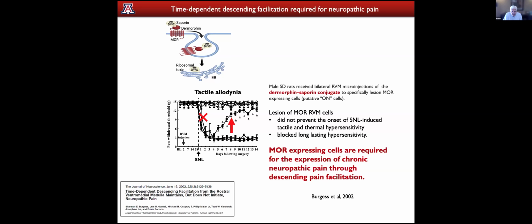And so what you see here on the slide is that animals that undergo spinal nerve ligation will show sustained tactile allodynia. This is very typical. But if we lesion the cells in the rostral-ventral medial medulla that express the mu opioid receptor, you see that they develop pain initially, but they don't sustain the pain. And so the chronic pain seems to be reversed. And so mu opioid receptor expressing cells seem to be required for the expression and the maintenance of neuropathic pain. And we interpreted that as suggesting that it was due to enhanced descending facilitation, presumably from mu opioid receptor expressing cells in the RVM that would be putative on cells.